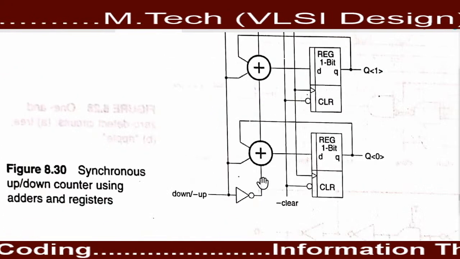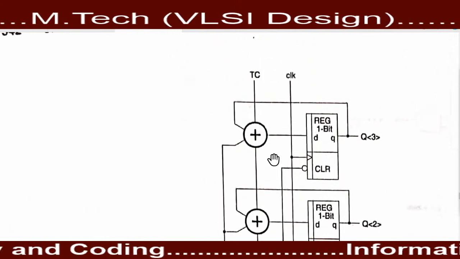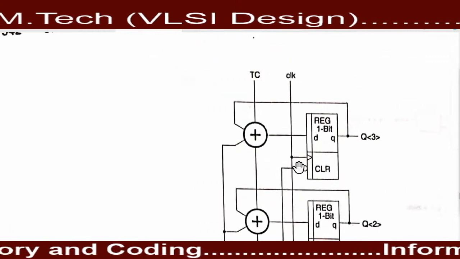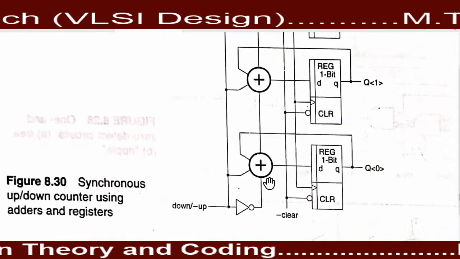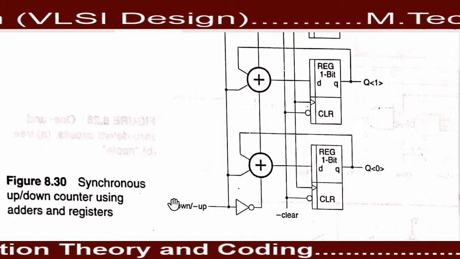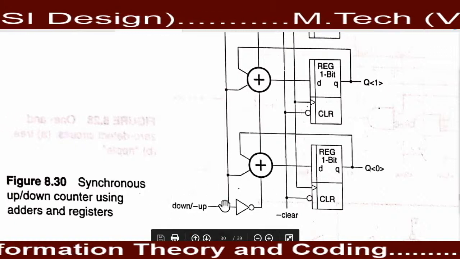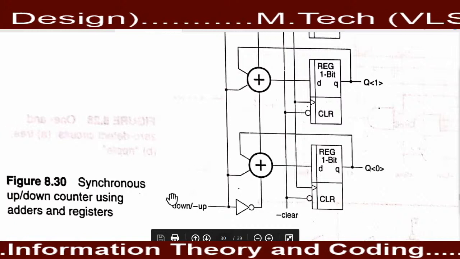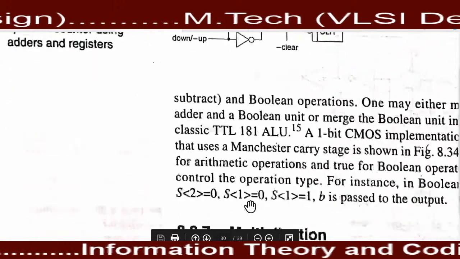This one is the representation of a synchronous up down counter. In a synchronous up down counter, all flip-flops get the clock pulse at the same time. And this up/down is the signal provided to the flip-flop, and according to it, it counts the up sequence or the down sequence.